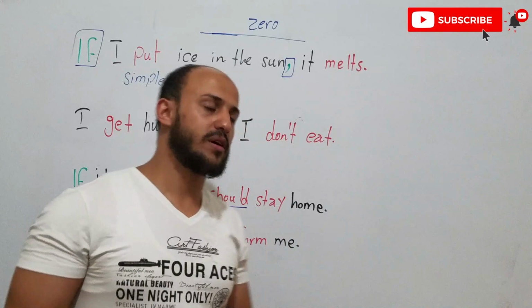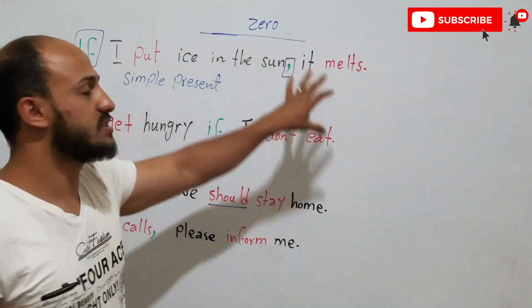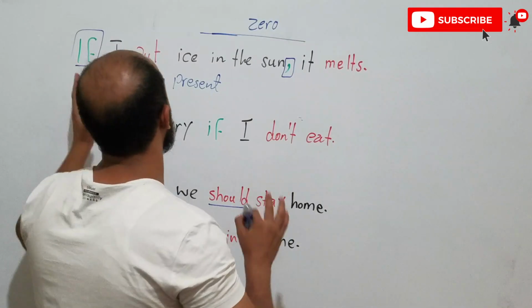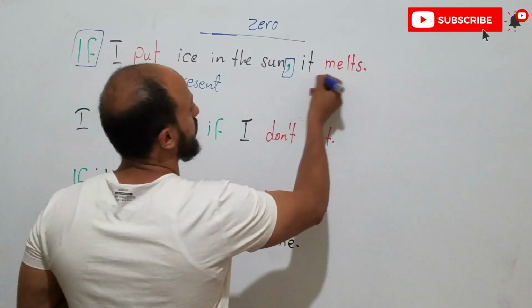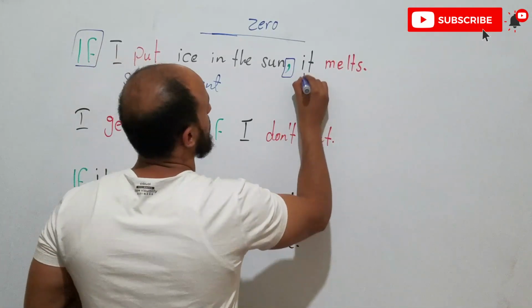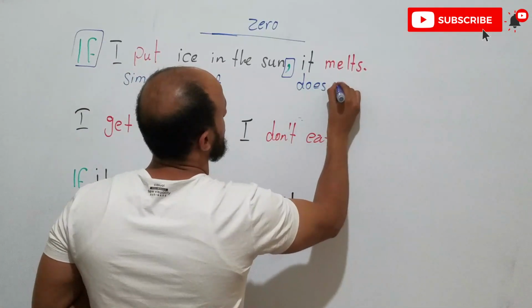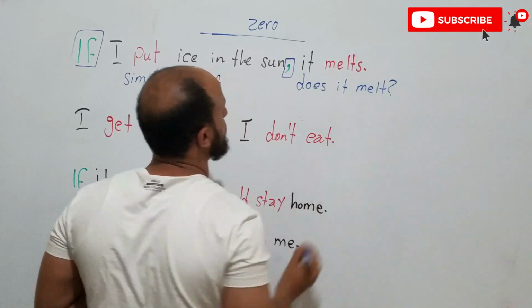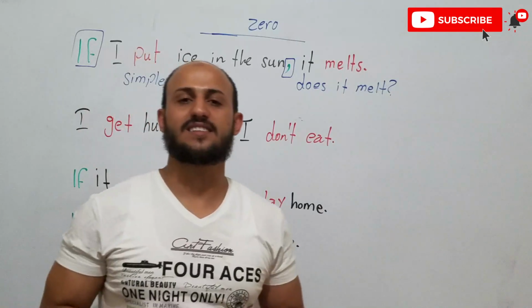We still have one point, how we make, for example, this a question. So we say, if I put ice in the sun, so here, simple present, so how can I make it a question? So here, does it melt? You say yes it does, no it doesn't.